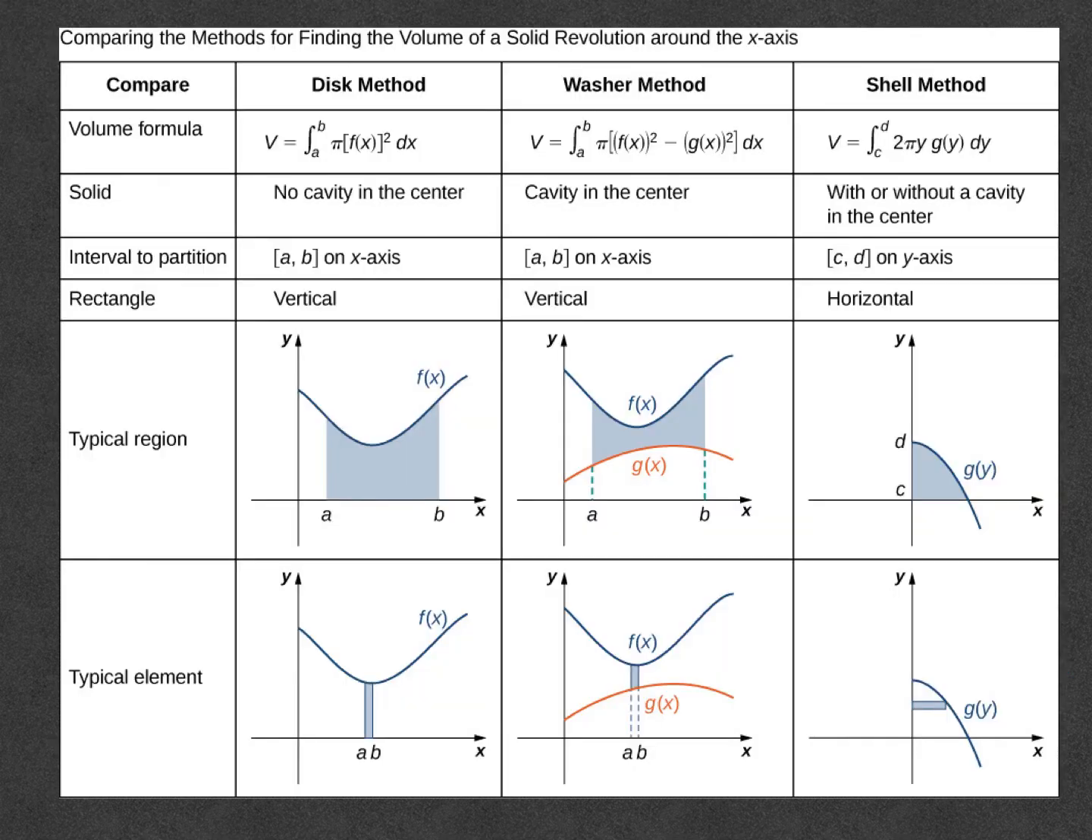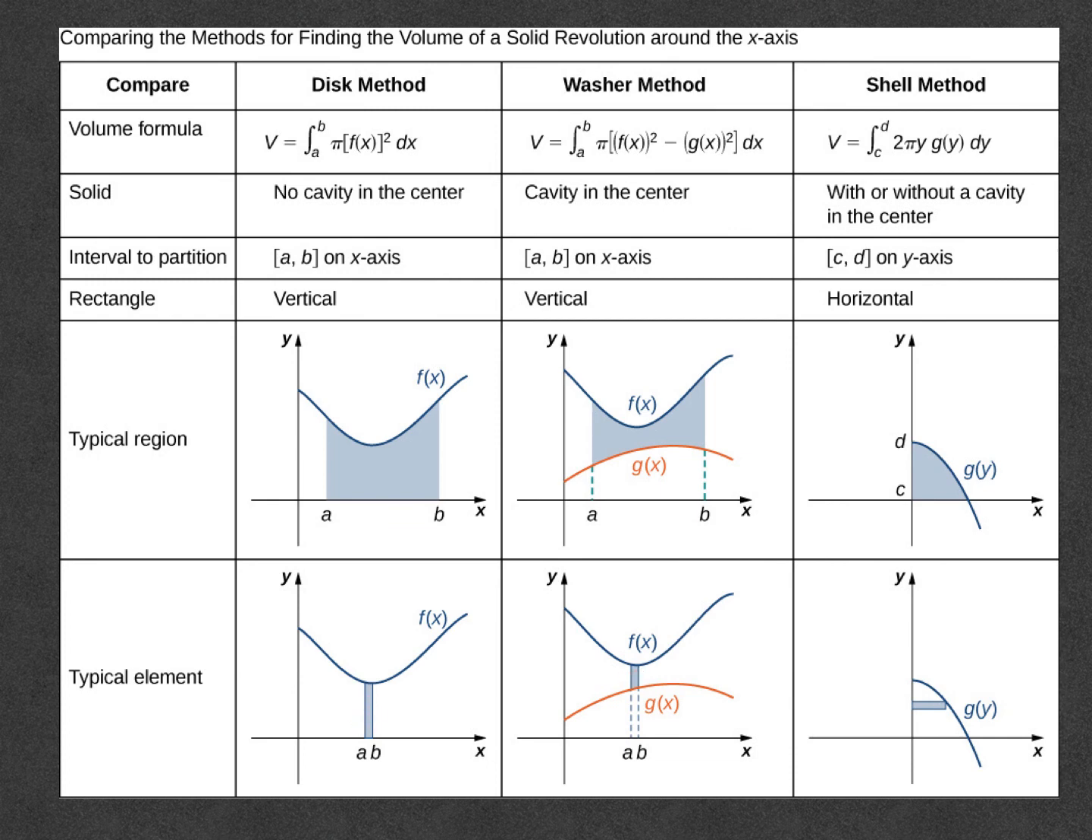Finally, we come to not another example, but really just a summary of the 3 methods that we have introduced in these 2 sections. Disk and washer, same formula. It's just whether the disk has a hole in it. If it has a hole in it, you subtract the hole squared, right? So it's the integral from a to b, pi times f of x squared, or f of x squared minus g of x squared.